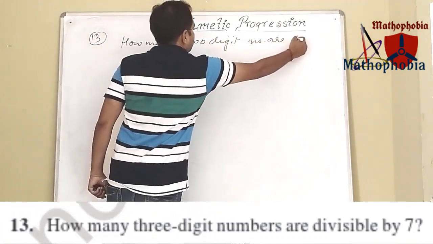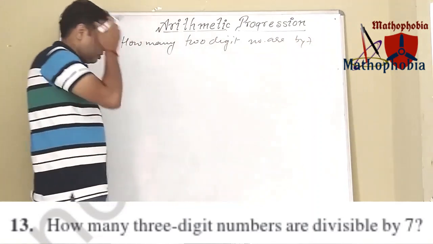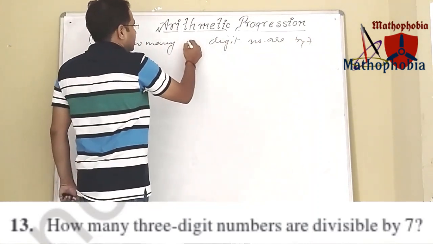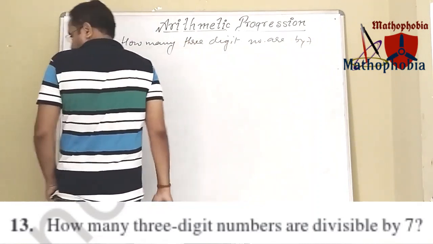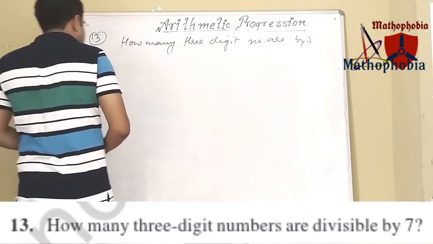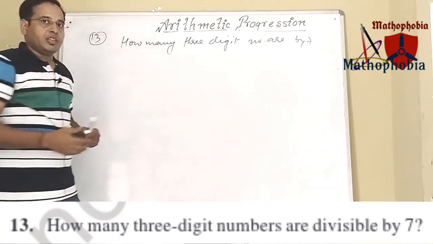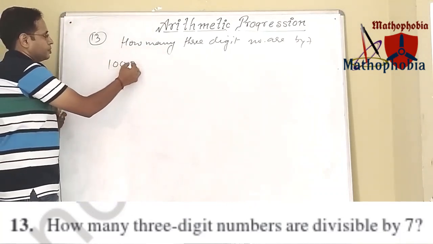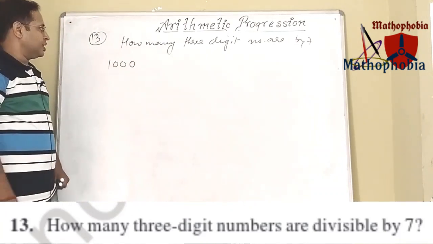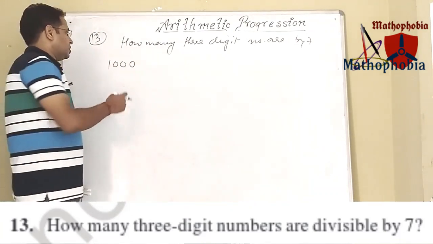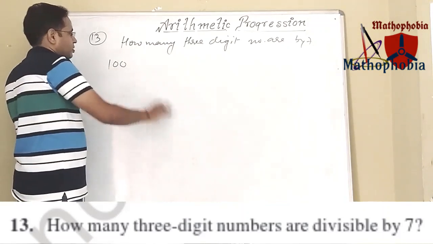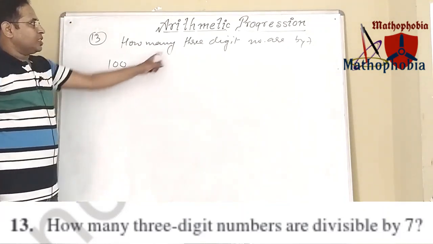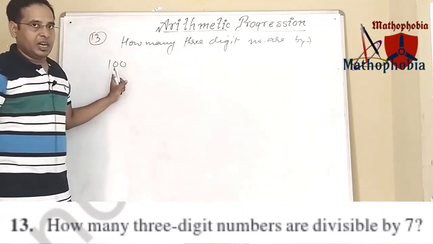Numbers are divisible by 7. Okay, this we need to find. How many, sorry, not 2 digit, 3 digit numbers are divisible by 7? Okay. What is the first 3 digit number? The first 3 digit number is 1000. Sorry, it is 100, not 1000. 1000 is a 4 digit number. So the first 3 digit number will be 100.